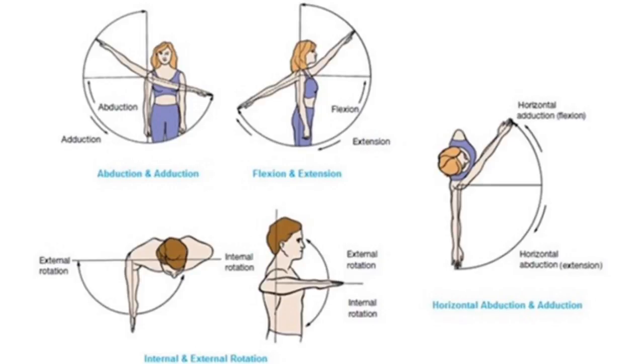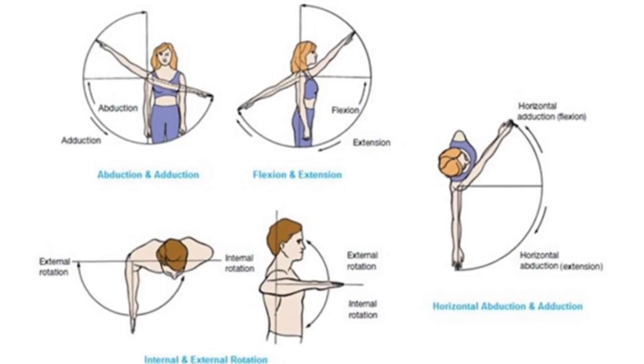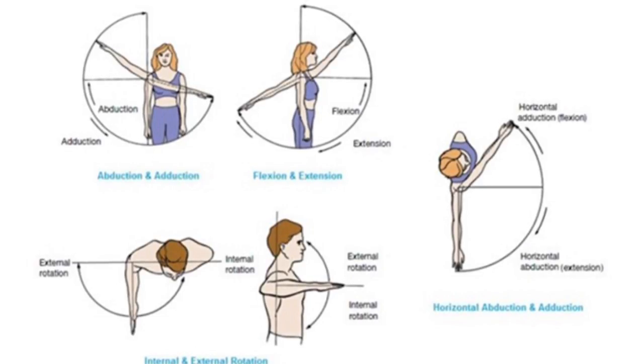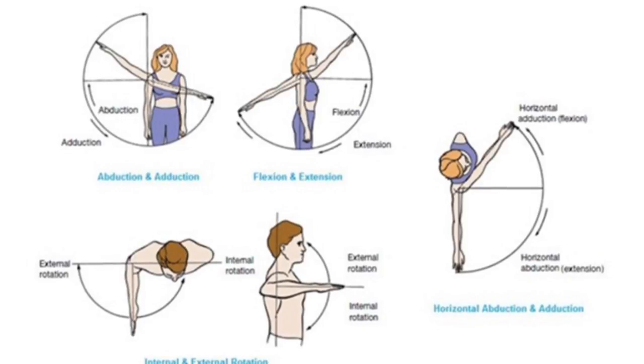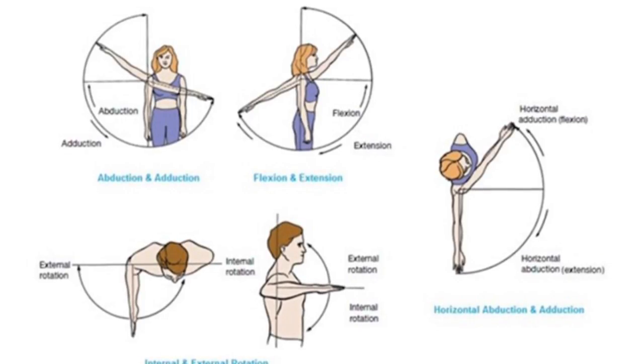This is when the upper limb moves towards the midline in the coronal plane. It is produced by the contraction of the pectoralis major, the latissimus dorsi, and teres major.